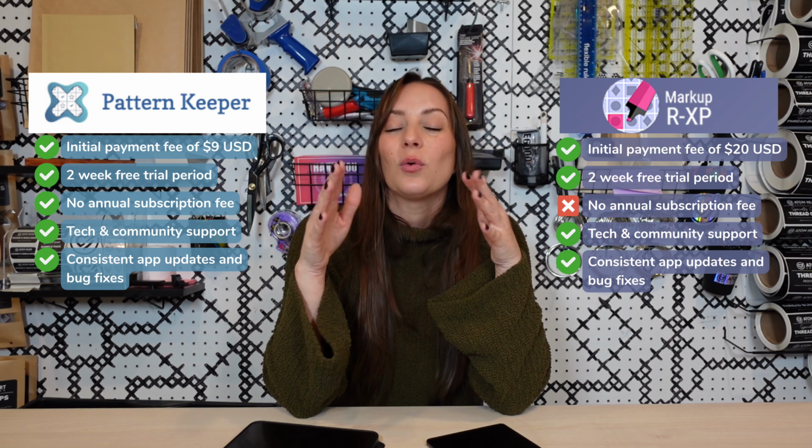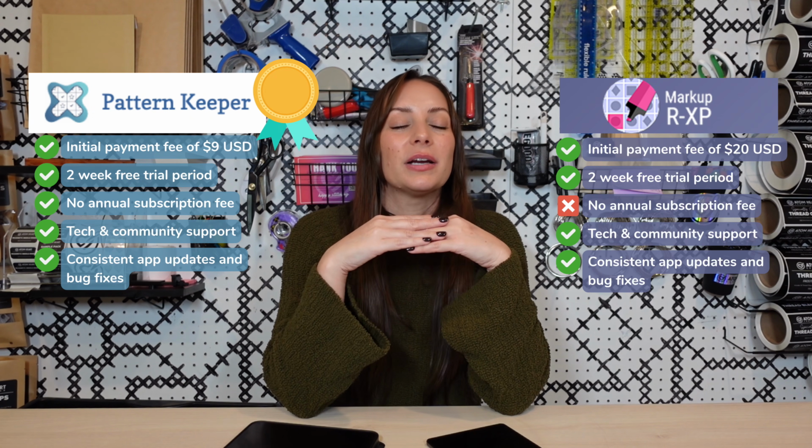I'm not here to argue whether they should or shouldn't charge an annual fee. I personally think for either app, charging an annual fee is totally justified for what you get out of it. But Pattern Keeper also offers the same things. They have tech support, they're constantly improving upon the app and releasing new updates, and you get all of that with the one-time fee. So I think it goes without saying, when it comes to price, Pattern Keeper is the clear winner. So with some of the technical aspects and pricing out of the way, let's upload a pattern into each app so we can compare the upload process and speed.